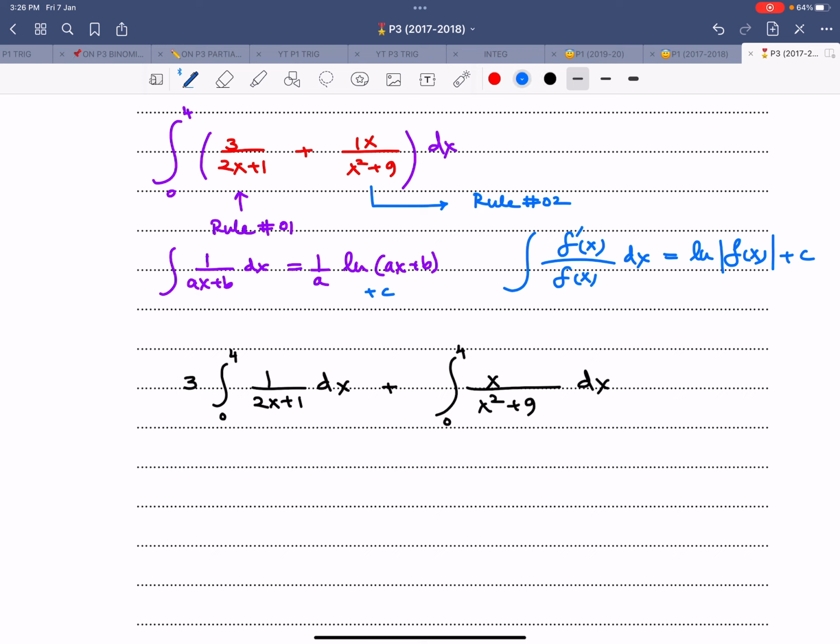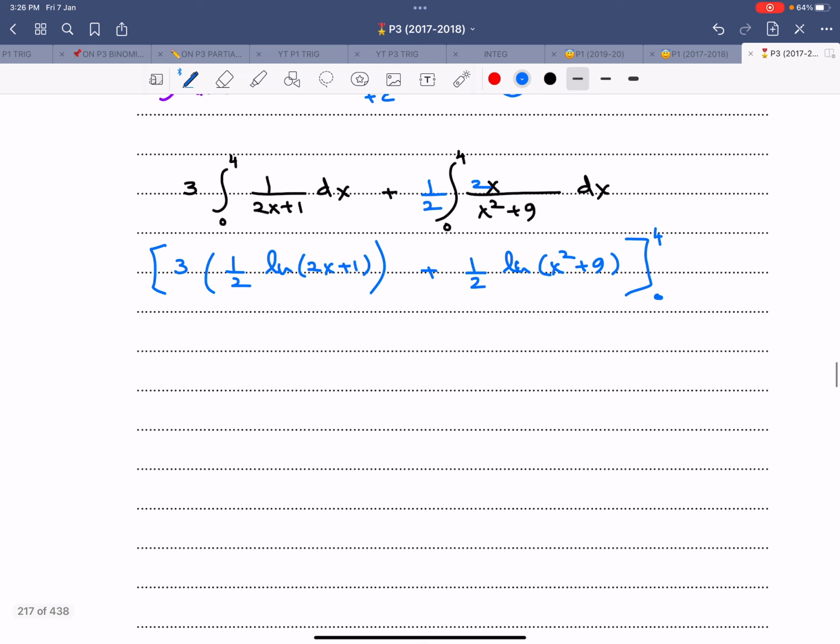So now this is 3, 1 over 2, ln 2x plus 1. And if there is a need, then we will be putting in the modulus sign. And this is what is missing. 2 is missing. Balancing is with a half. So this is half ln x squared plus 9. And don't forget to put the limits. Now I'm putting the collective limits. So therefore, this is 3 over 2 ln 8 plus 1 is 9. And this is half ln 16 plus 9 is 25.